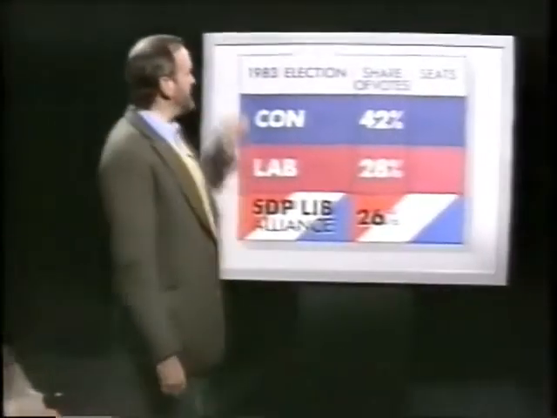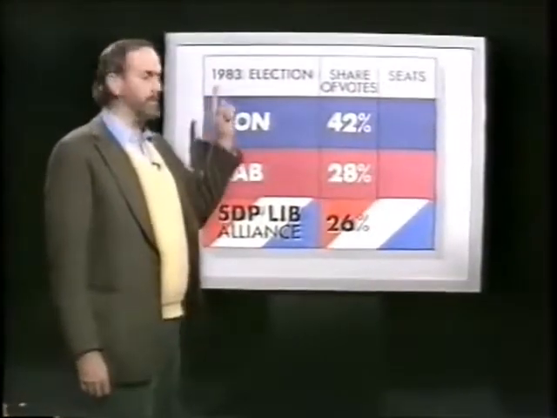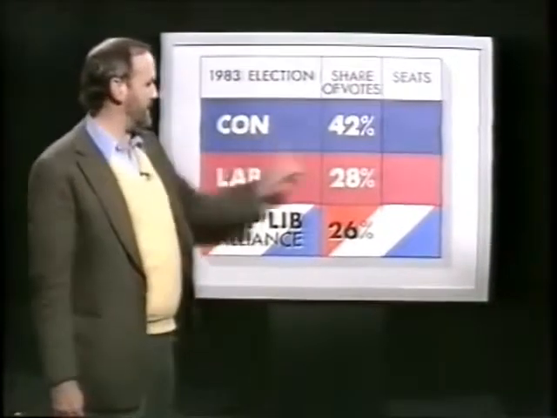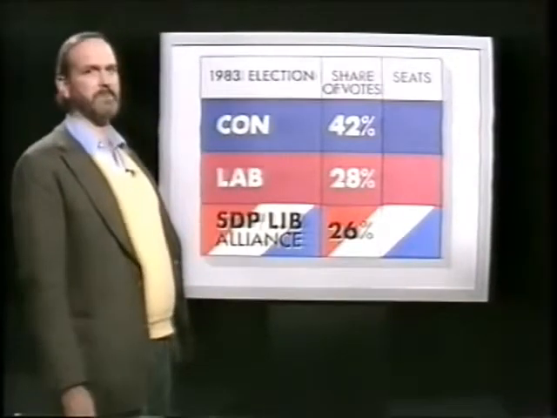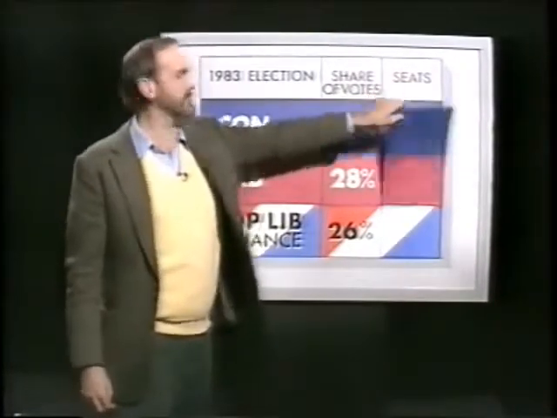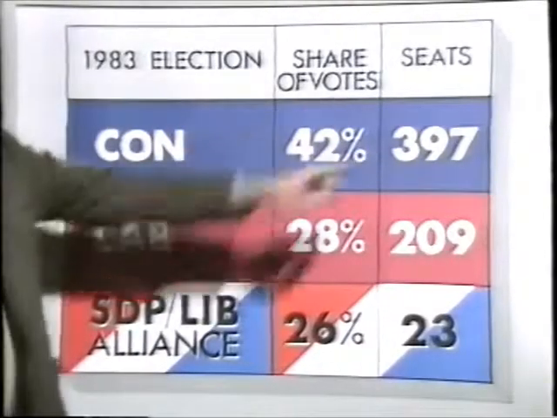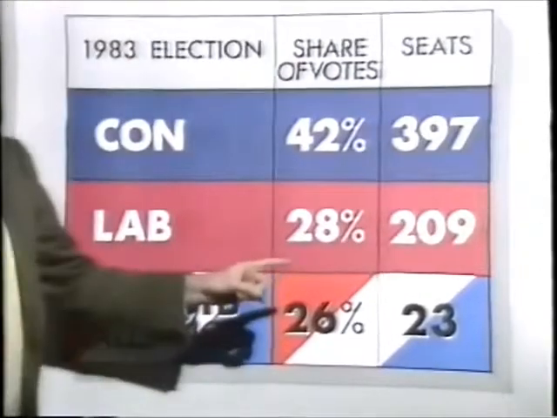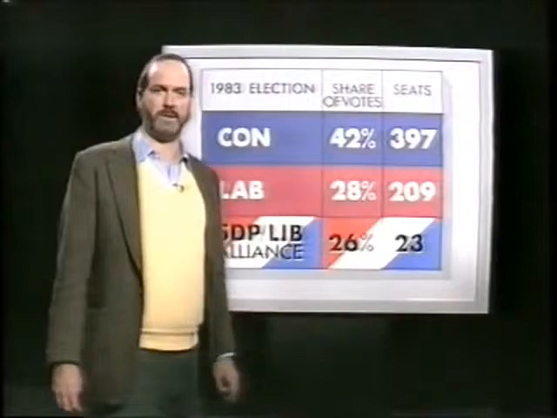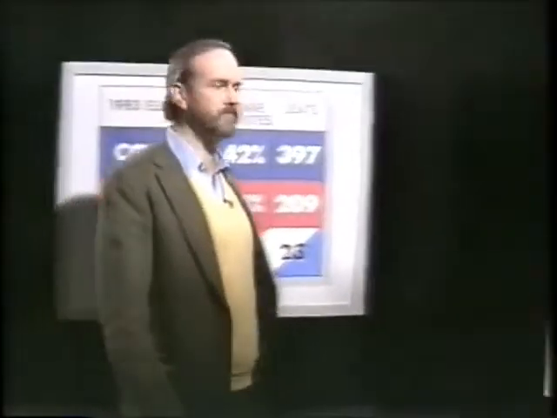So, proportional representation, what's it all about? Let's look at the number of votes cast at the last election. 1983 election. Conservatives got 42% of the votes, Labour got 28%, SDP-Liberal alliance got 26%. Now, here's the number of seats they got as a result. Conservatives, 397, Labour, 209, SDP-Liberal alliance, 200... Oh, only 23.